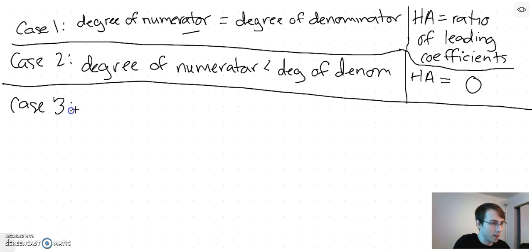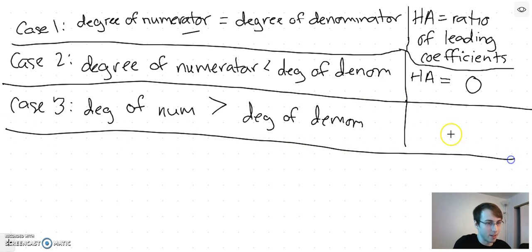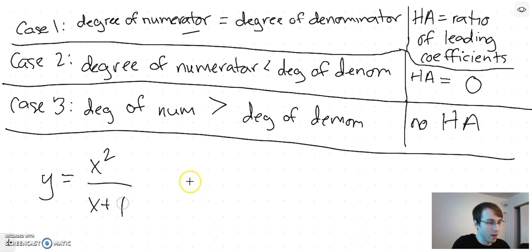Case 3, degree of numerator is bigger than degree of denominator. And in this case, well, there is no horizontal asymptote because it blows up to infinity or negative infinity. Reason for that, well, let's just work an example. So y equals maybe x squared over x plus 1.